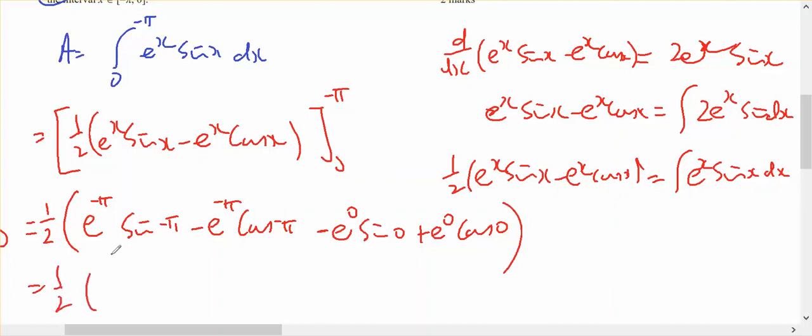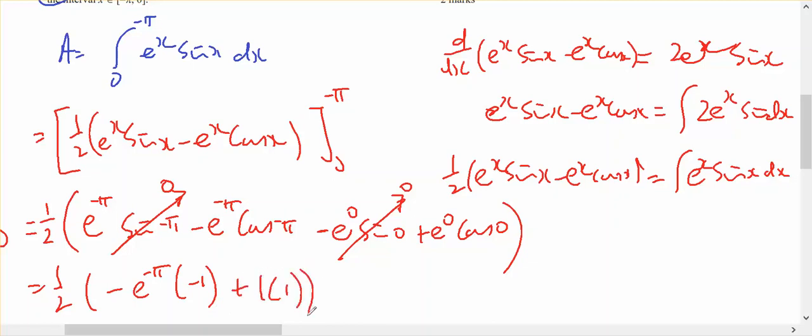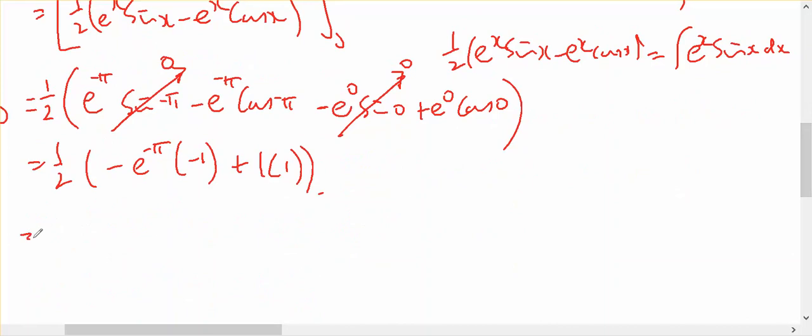Sine of minus pi is 0. Sine of 0 is 0. So minus e to the minus pi times minus 1 plus 1 times 1. A half of e to the minus pi plus 1.